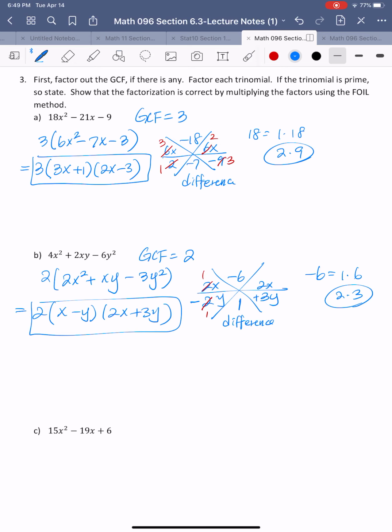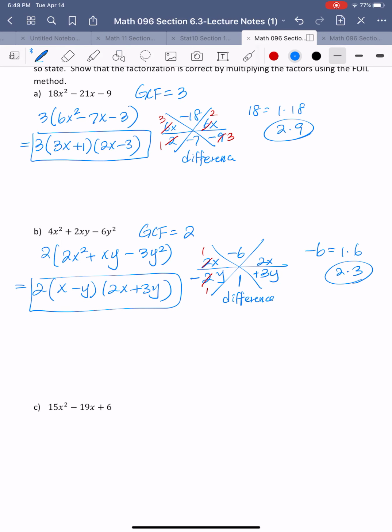Okay, and then the last one. Okay, so there's a GCF this time, which is 3. So pull out the 3, you got 5x squared. Oh no, GCF is not 3. So 3 doesn't go into 19. So sorry about that. That's not right. So this time the GCF is 1. Okay, which means now a is 15, b is negative 19, and c is 6.